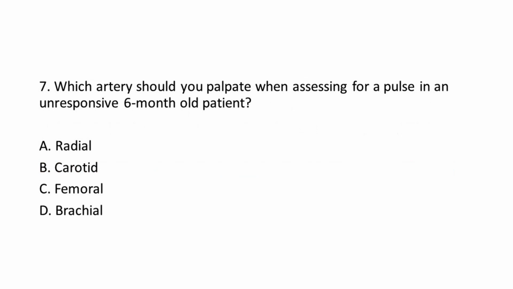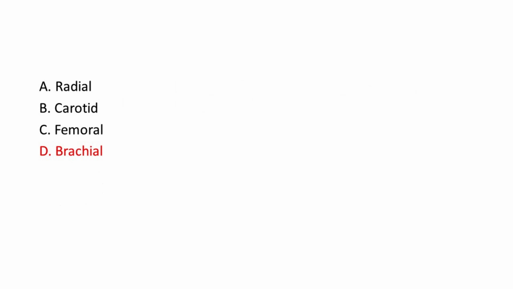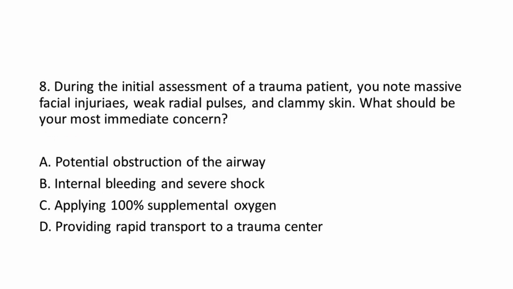7. Which artery should you palpate when assessing for a pulse in an unresponsive 6-month-old patient? A. Radial. B. Carotid. C. Femoral. D. Brachial. The answer is D. Brachial.